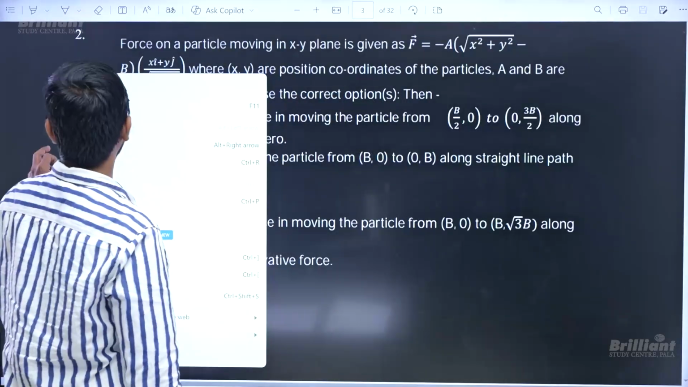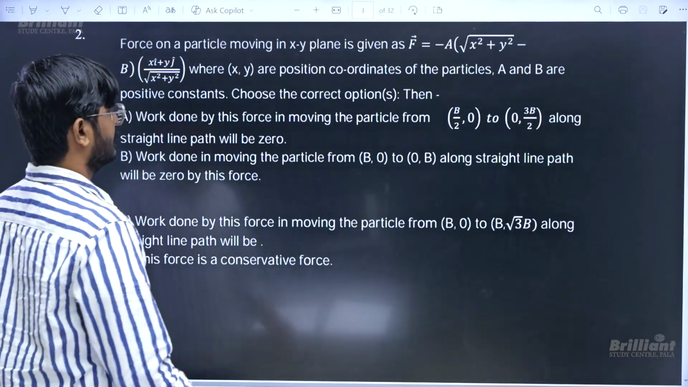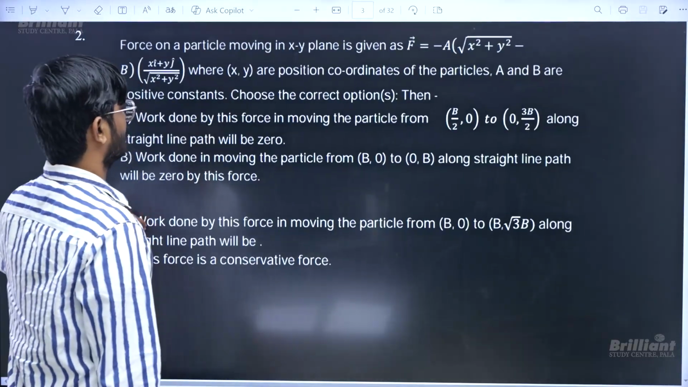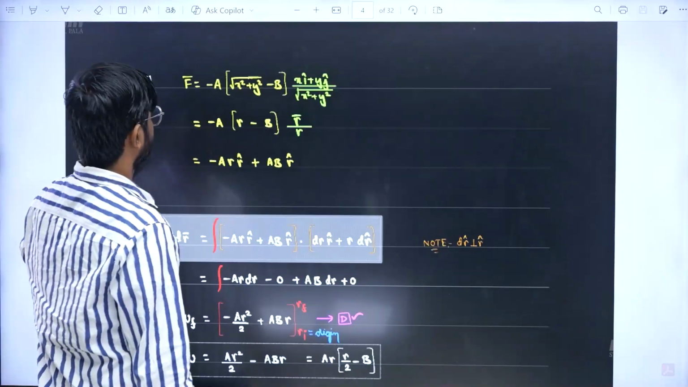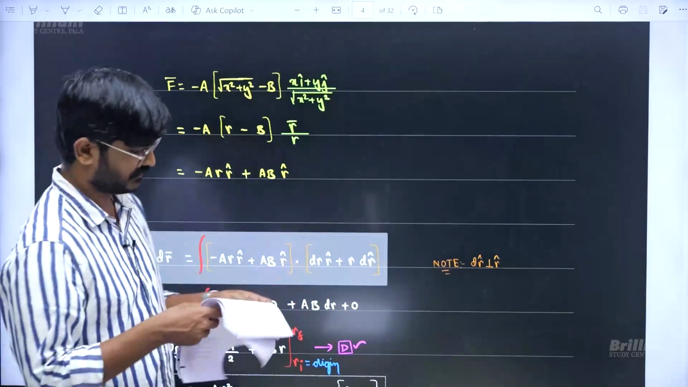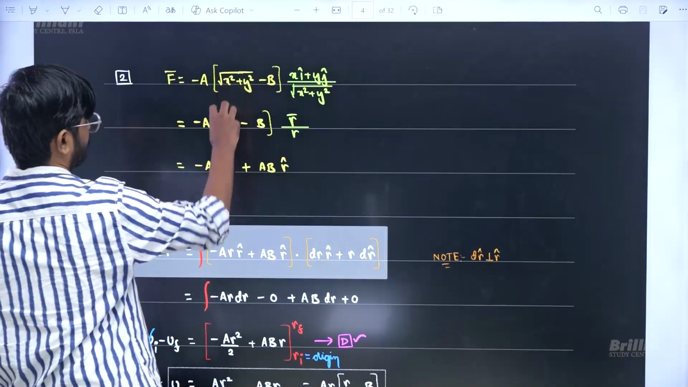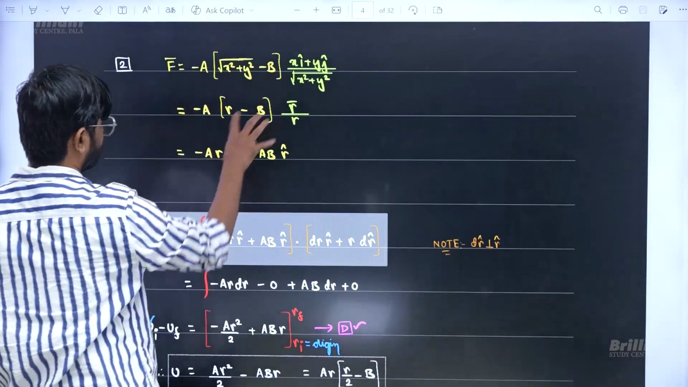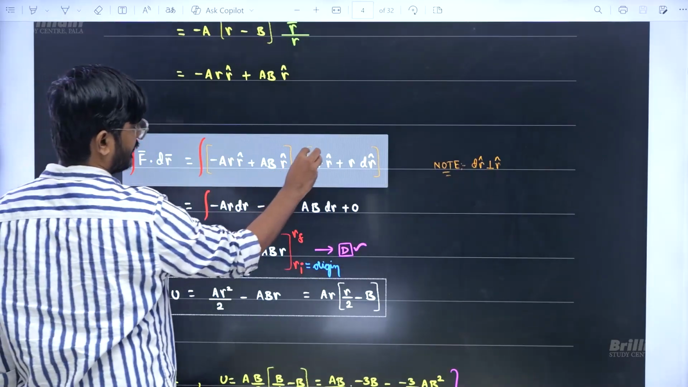Force on a particle moving in the xy plane is given in terms of the x coordinate and y coordinate. The question is to calculate the work done by this force in moving a particle from one point to another. To make the calculation simpler, you can write the given force in terms of the position vector and the unit vector. Then the work done by that force will be F bar dot dr bar. Dr bar will be the variation.